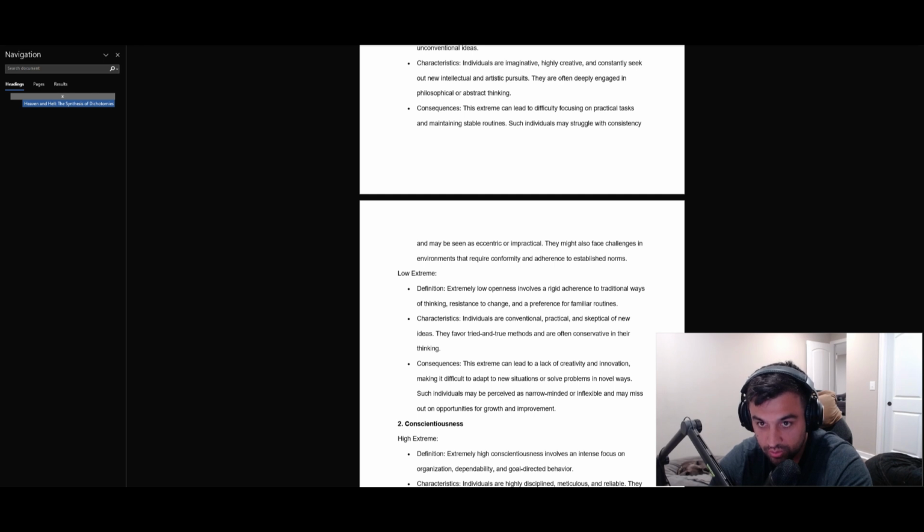And then characteristics of this would be individuals are conventional, practical, and skeptical of new ideas. They favor tried and true methods and are often conservative in their thinking. So it makes sense that somebody who's lower in openness would be more conservative. But so they would be more left brain thinking, right? In this aspect, which is interesting because there's a weird interplay of the dynamic of left versus right brain thinking between conservatives and liberals. And I'm still trying to hash it out.